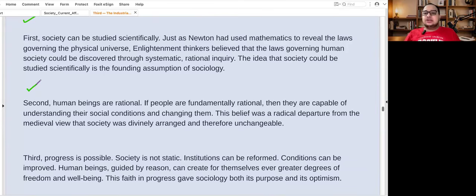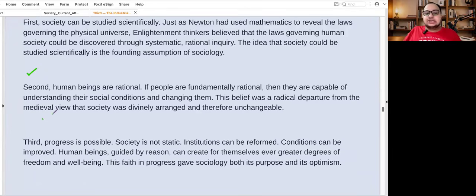I can challenge it. So people like Dr. B.R. Ambedkar, who challenged the caste system, it was based on what? It was based on rationality. If people are rational, then they are capable of understanding their social conditions. Why does this particular social condition exist? If sati is existing, why is it existing? What is the rationale behind it? If there is no rationale, then it should go away. And this belief was a radical departure from the medieval view that society was divinely arranged. It is made by God. Every social stratification is made by a supernatural power, and therefore it cannot be changed.